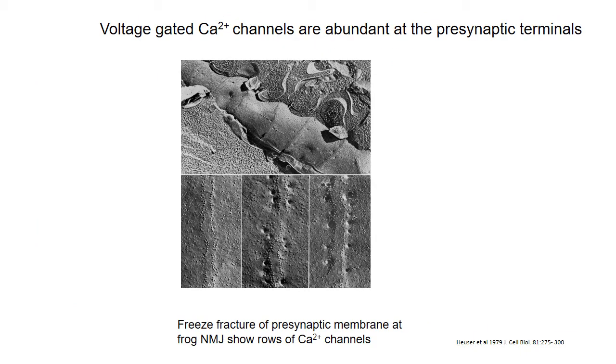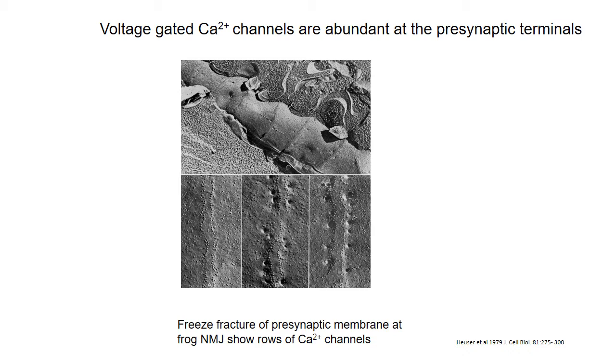The channels that they turned to are voltage-gated calcium channels. They knew that voltage-gated calcium channels exist, but they were sparsely present in most places except at the presynaptic terminals. Here is a freeze fracture showing the presynaptic membrane at the neuromuscular junction in the frog, which shows a row of calcium channels. So there are quite a lot of calcium channels present there.